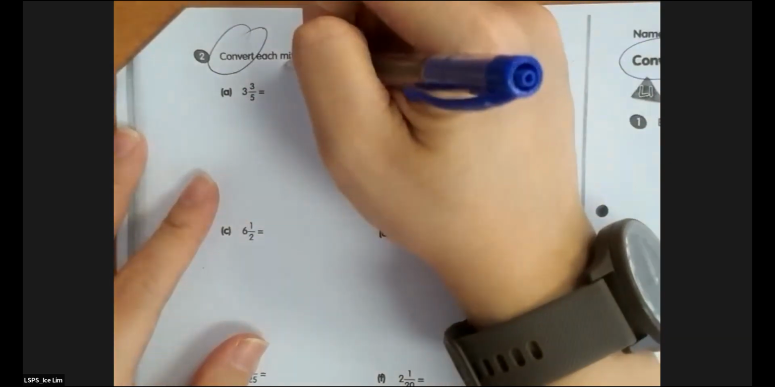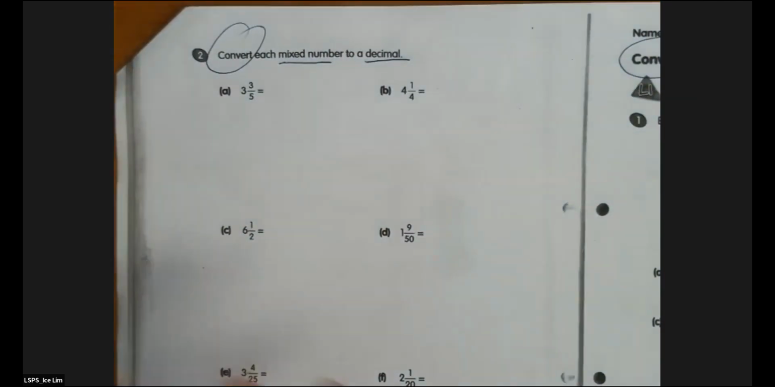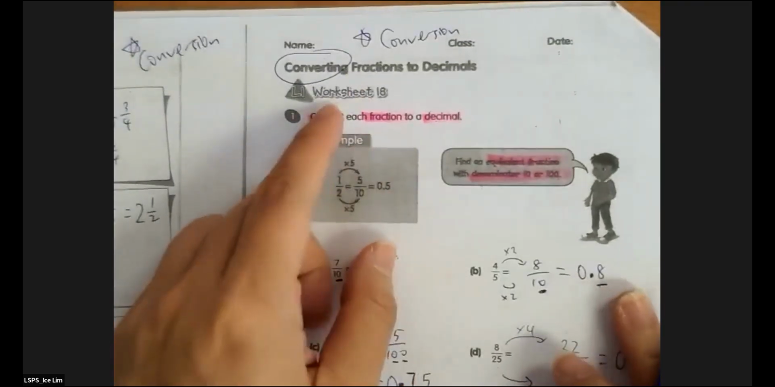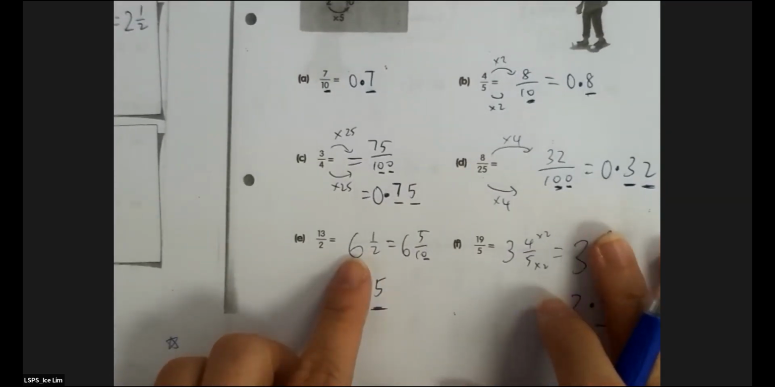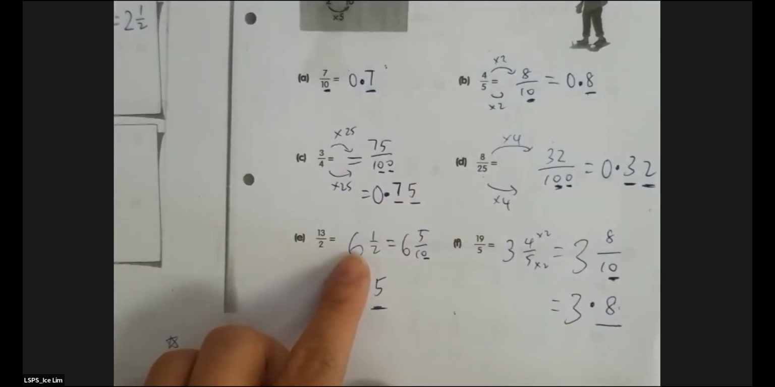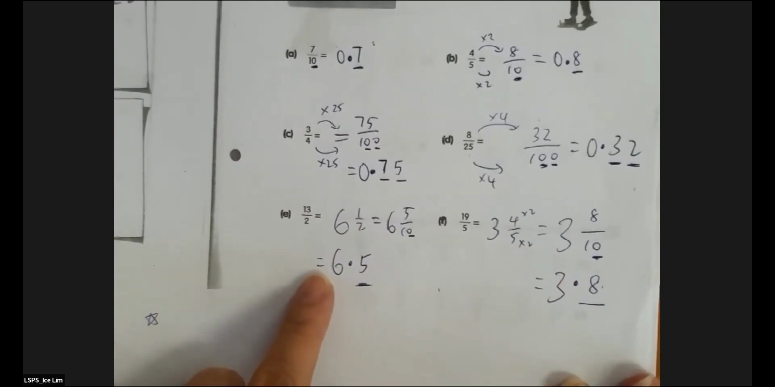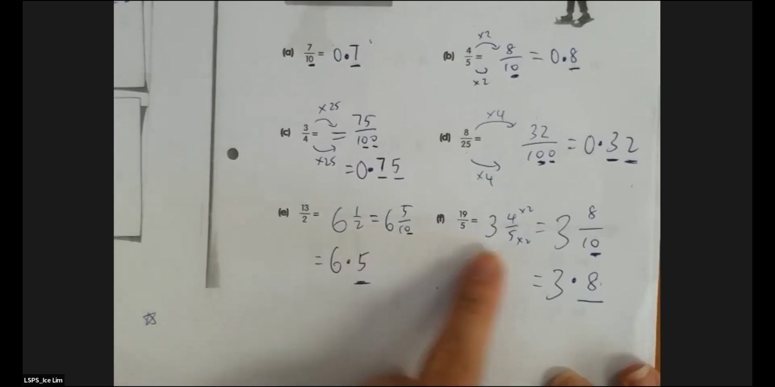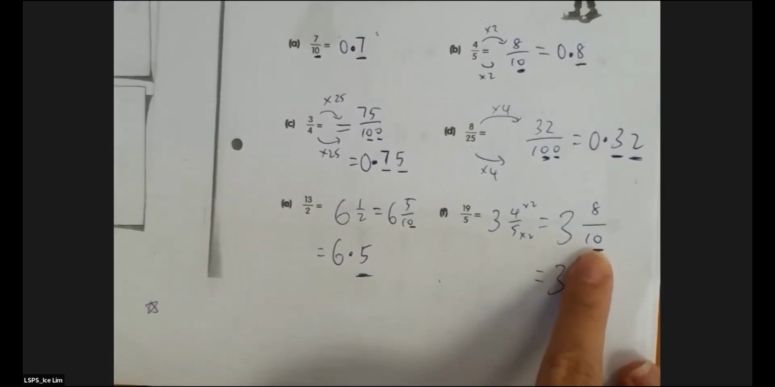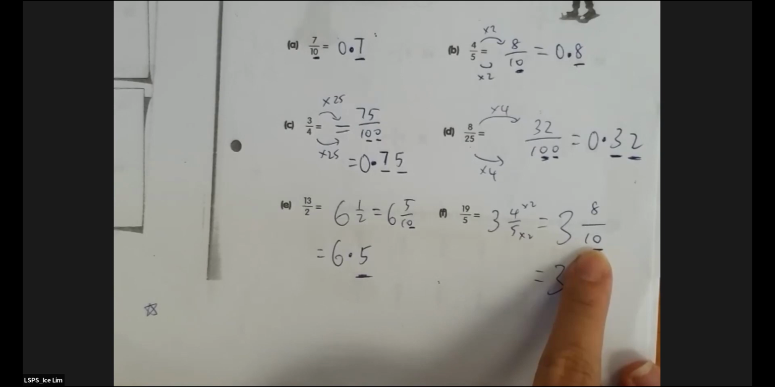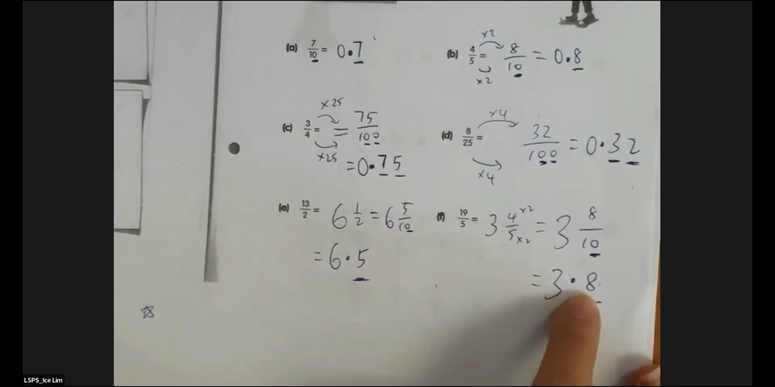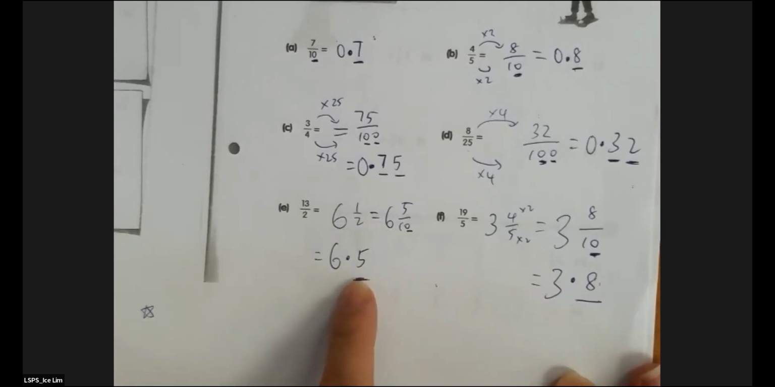Here we are looking at mixed number to decimal. Yesterday we talked about converting fractions to decimal. If you see an improper fraction, you can change it to a mixed number. When you see a mixed number, keep the whole number as it is. Pay attention to how many zeros are in the denominator. That gives you the clue how many places after the decimal point.